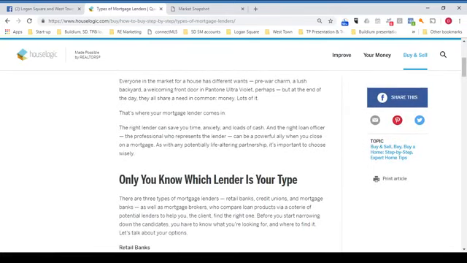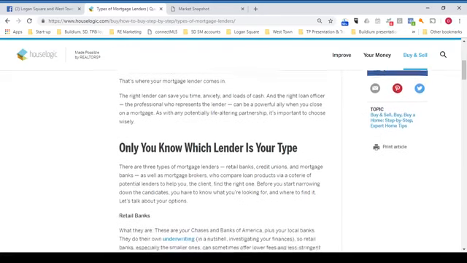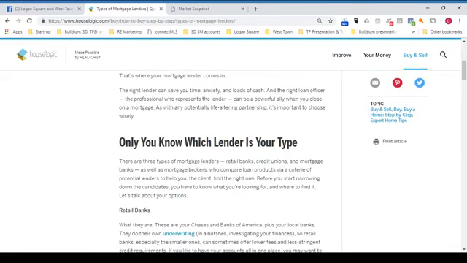Everyone in the market for a house has different wants. Pre-war charm, a lush backyard, a welcoming front door, and Pantone ultraviolet, perhaps. But at the end of the day, they all share a need in common: money, lots of it. That's where your mortgage lender comes in. The right lender can save you time, anxiety, and loads of cash.